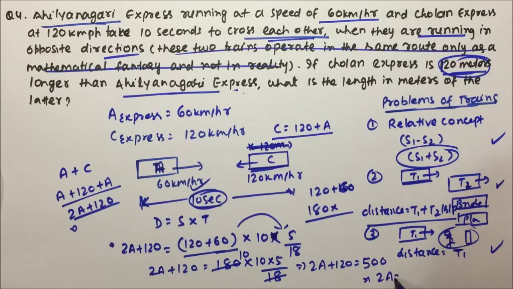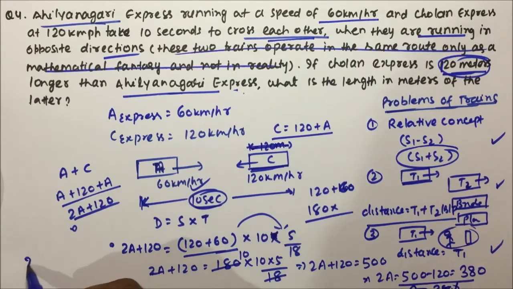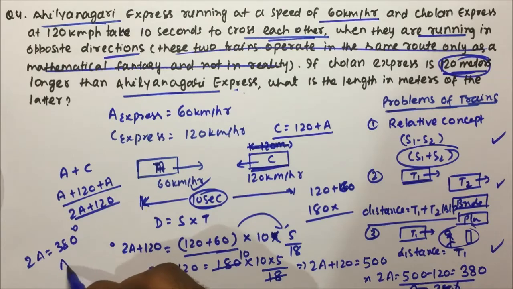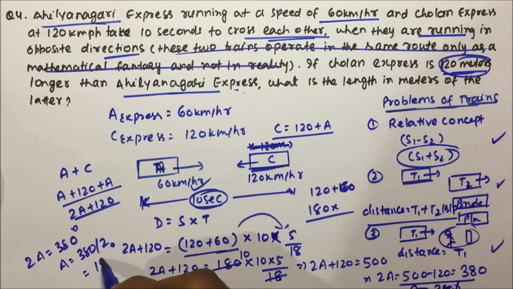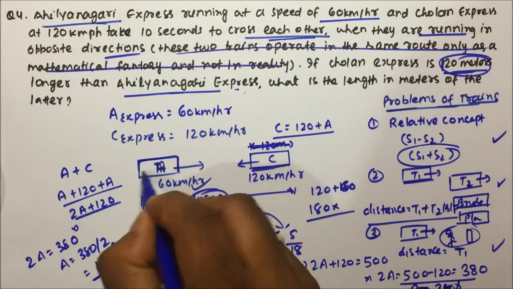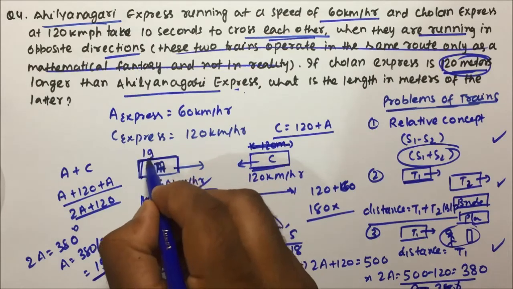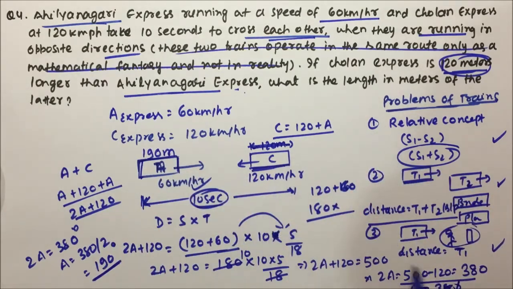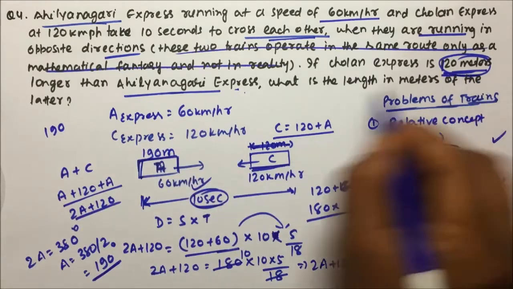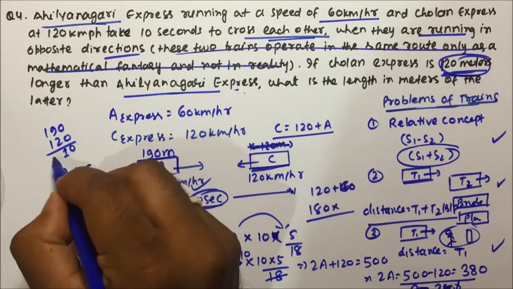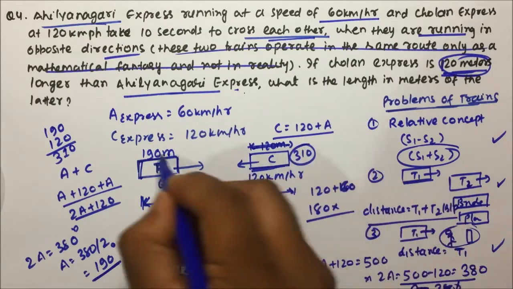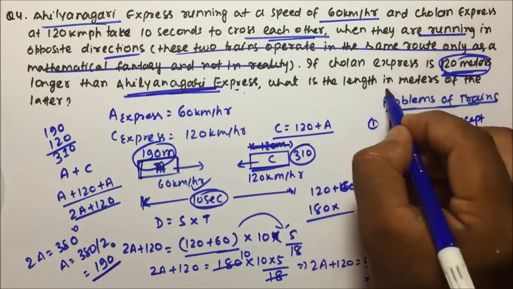So 2A will be equal to 500 minus 120, which is nothing but 380. So A will be equal to 380 by 2, which is nothing but 190. So the length of train A, the Ahilyanagari Express, will become 190 meter, and the other train's length will become 190 plus 120, which is 310 meter. So they are asking for this express, what is the length in meters of the latter?